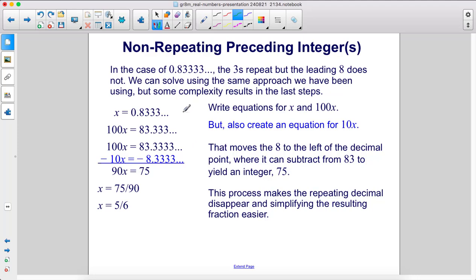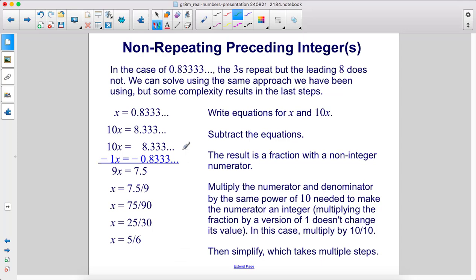In the case of 0.83333 repeating, the 3's repeat, but the leading 8 does not. We can solve using the same approach we've been using, but some complexity results in the last steps. First, we write equations for x and 100x, but we also create an equation for 10x. That moves the 8 to the left of the decimal point where it can subtract from 83 and yield an integer, 75. So we end up with 75 over 90, which is 5 over 6. This process makes the repeating decimal disappear and simplifies the resulting fraction easier.